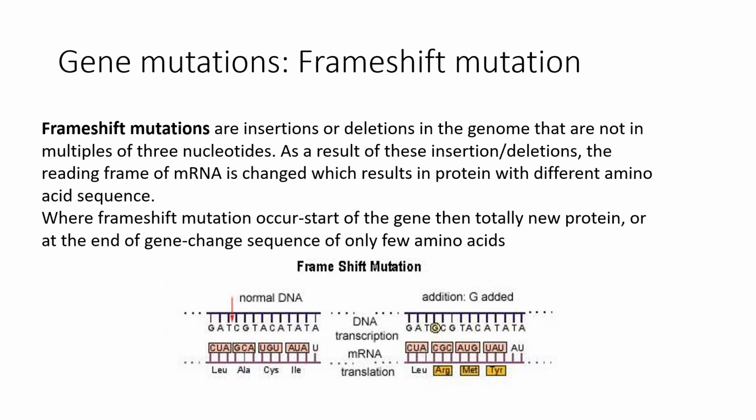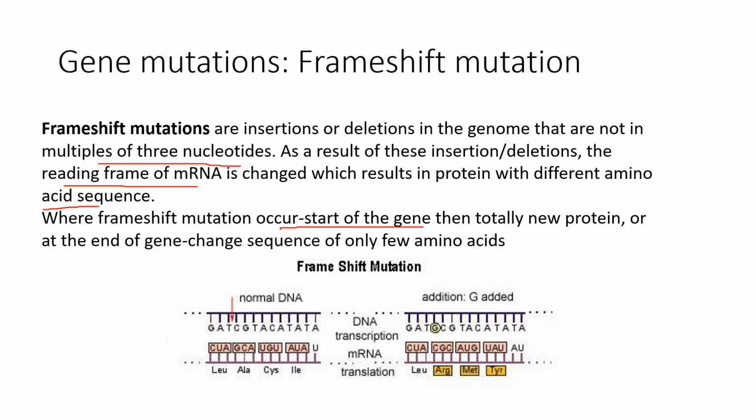Then we have frame shift mutation. As we already studied, it is caused by insertion or deletion of nucleotides that are not in multiples of 3. As a result of these insertions and deletions, the reading frame of mRNA is changed, which results in a protein with a different amino acid sequence. So in frame shift mutation, a new type of protein is synthesized.